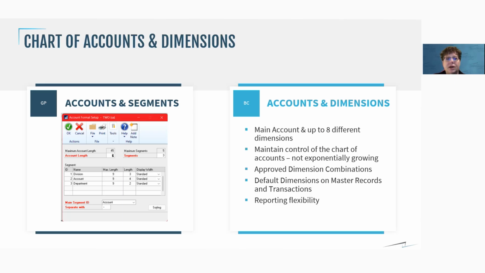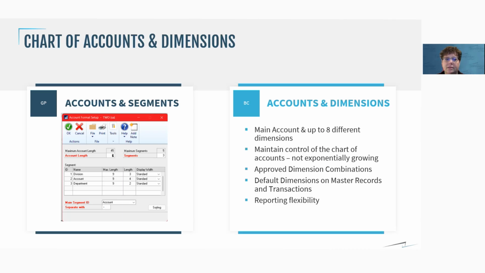You can also define approved dimension combinations, meaning that if there are specific, let's say, department and divisions that you want to restrict users from choosing a wrong combination, we can do that in Business Central as well. And those default dimensions can all be assigned to master records and transactions.